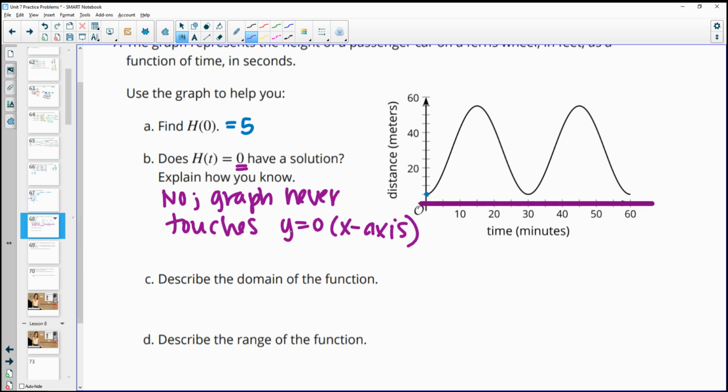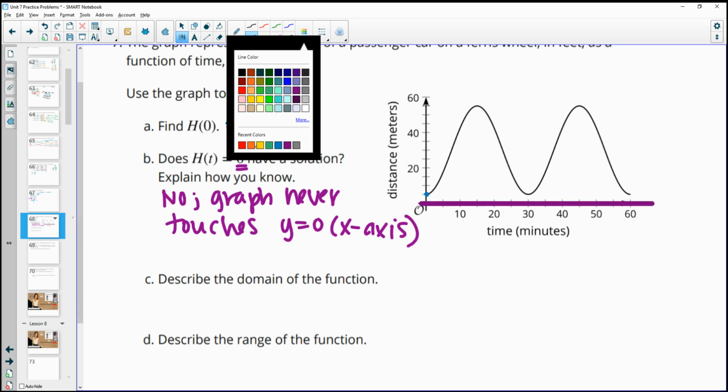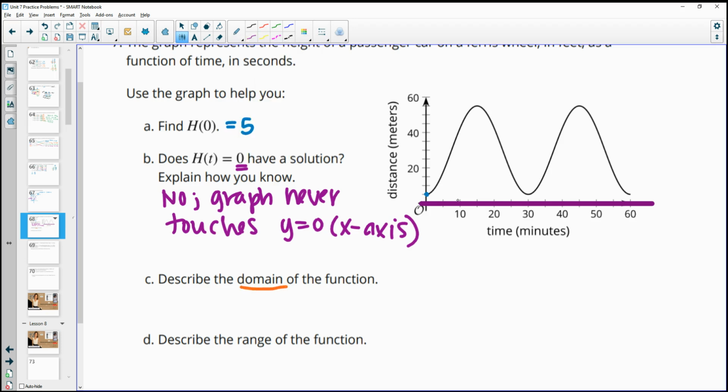Then it says, describe the domain of this function. So remember that the domain is your x values, okay? So your domain are all of these time values represented, and it appears that it's just going to go twice around, okay? It's going to go up to its max, back down, and then go around again. And so the domain here is all real numbers from 0 to 60. Now, if we just kept doing this indefinitely, then it would be all real numbers 0 and above. But it looks like they're saying it stops after 60 seconds, like you just go around the Ferris wheel twice.